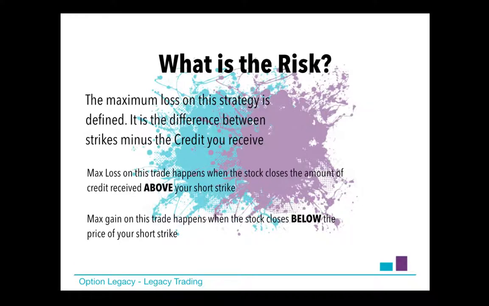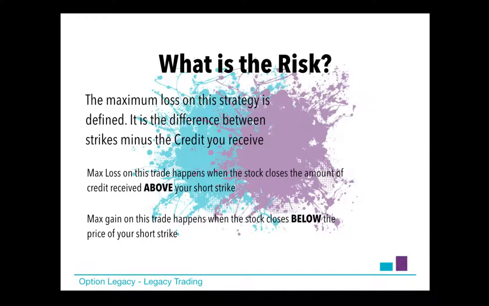So this is great because it's a defined loss strategy, and the risk here is the difference between the strikes minus the credit you receive. So the max loss in this trade happens when the stock closes above your short strike by more than the credit you received. So remember, it's a bear call spread. We want this thing to move down. Bear, paw, attacking, bear call spread. We want this thing to move down.